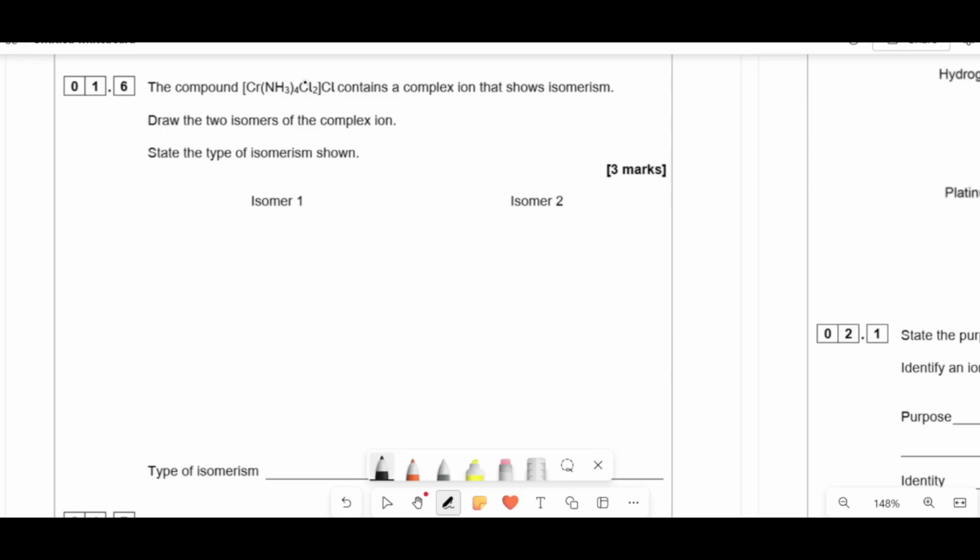You've got 6 ligands. You haven't got any bidentate ligands. They're all monodentate. So in that case, you're going to have cis-trans isomerism. So all you do is start with your central metal ion, draw out the bonds, and then add everything on. Whoops, that's a terrible wedge.